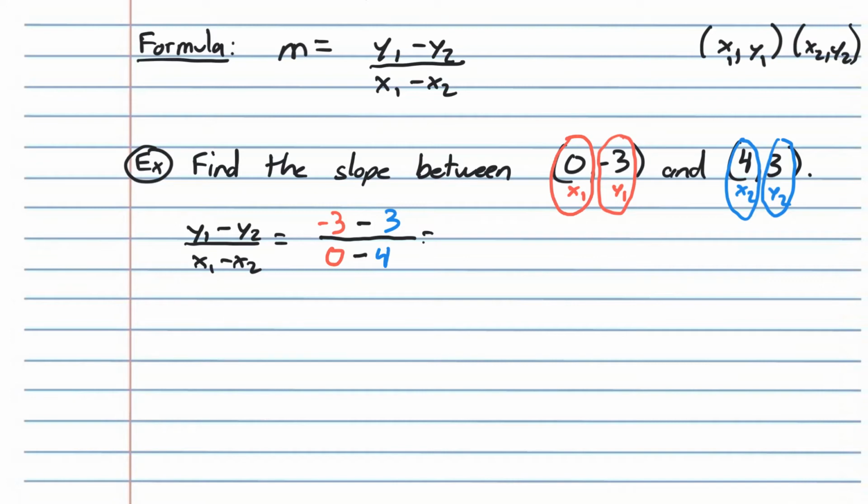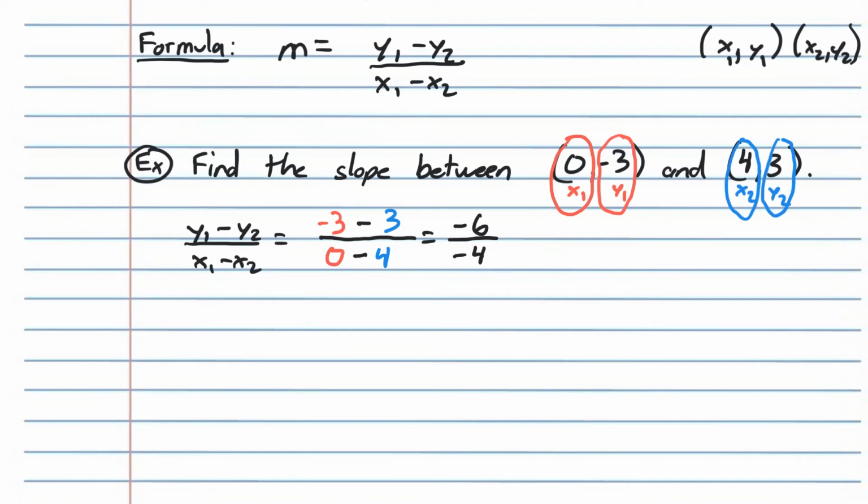So on the top, you have negative 3 minus 3. You spend $3 and you spend another $3. So you spent $6. On the bottom is 0, so you have nothing, and then you spend $4. So you owe somebody $4.